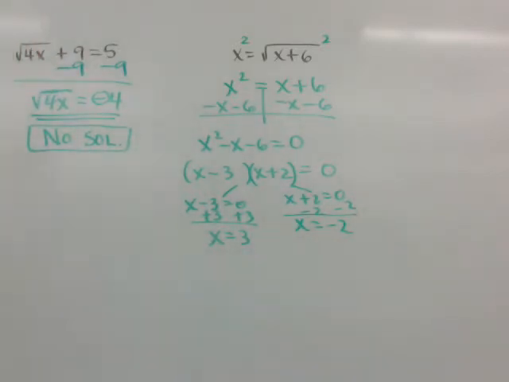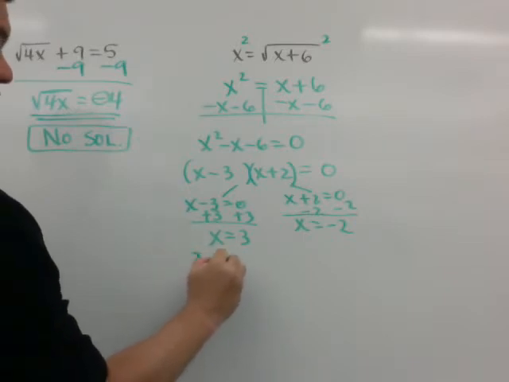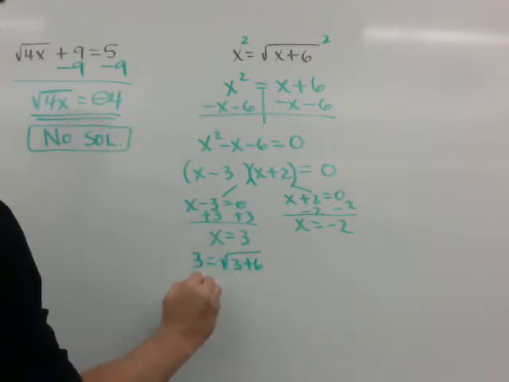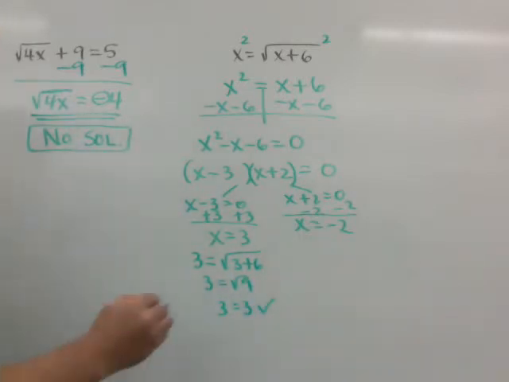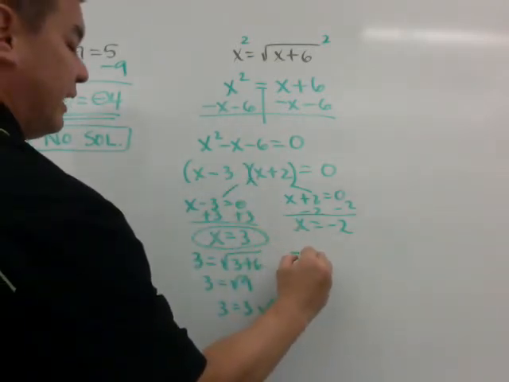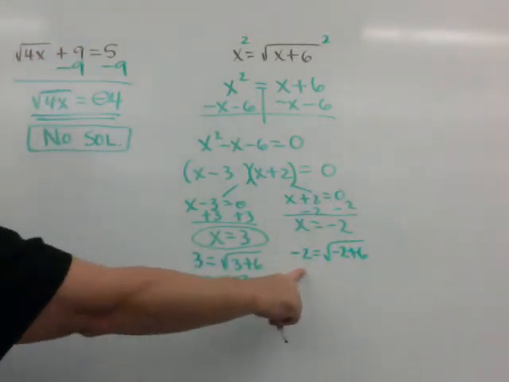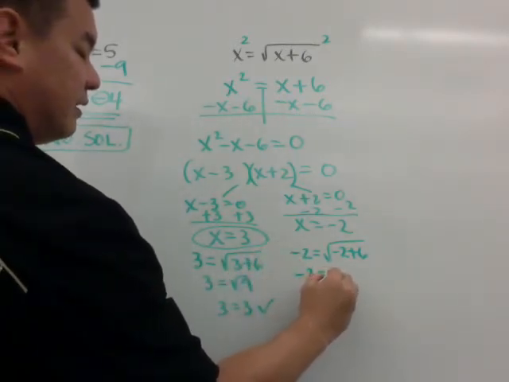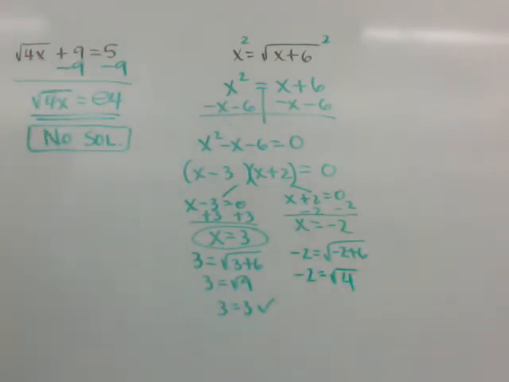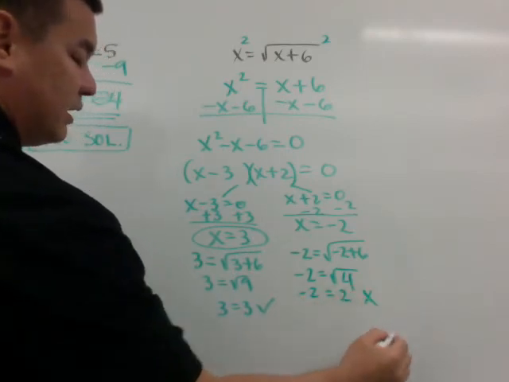And here's where we need to test for extraneous solutions. If I put a 3 back into this equation, I get 3 is equal to radical 3 plus 6. 3 is equal to radical 9. 3 is equal to 3, which works. So x equals 3 is a solution. If I put a negative 2 in there, I get negative 2 is equal to radical negative 2 plus 6. Right away you can see a radical equal to a negative doesn't work, because I already said that earlier. Or if you work it out this way, negative 2 plus 6 is 4, the radical is 2, and negative 2 is not equal to 2, and that does not work.